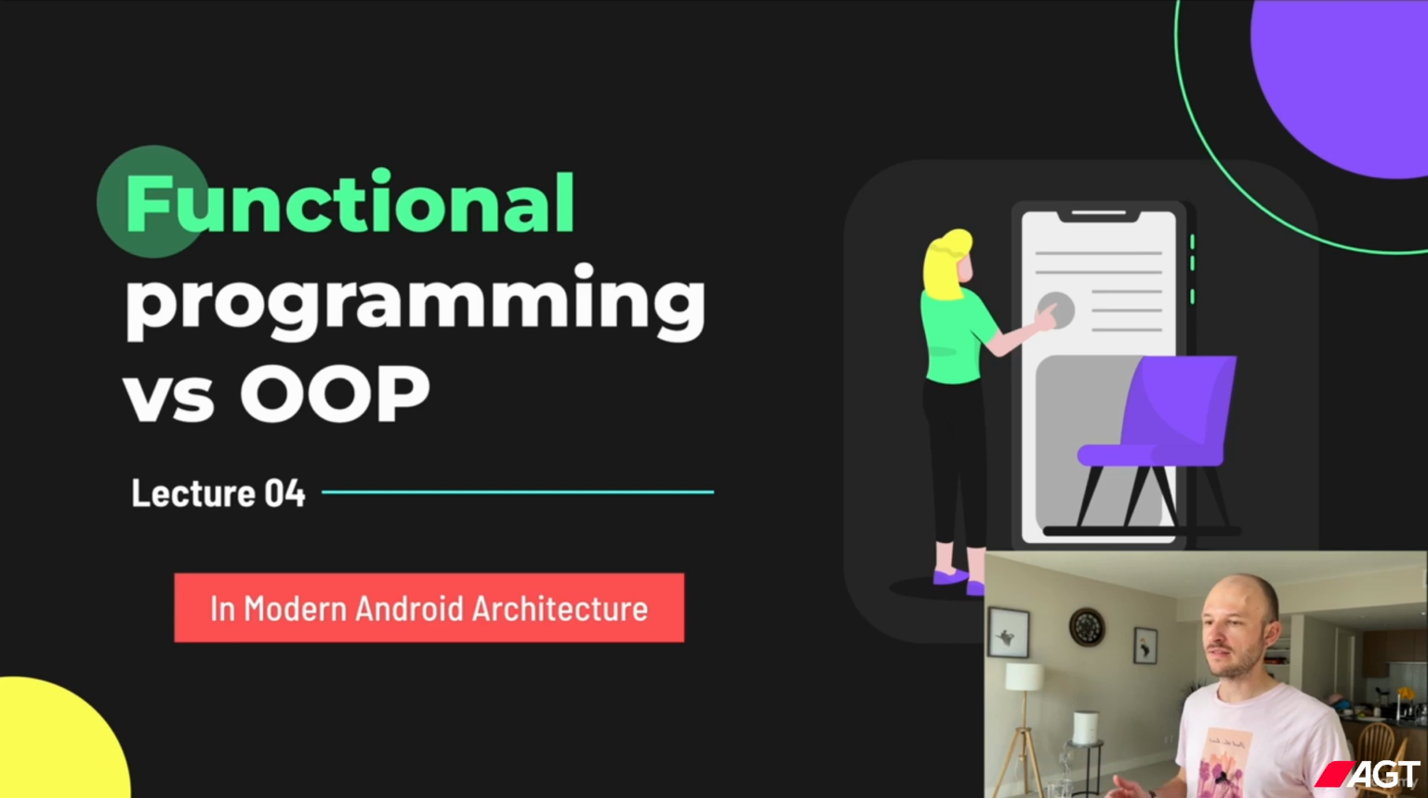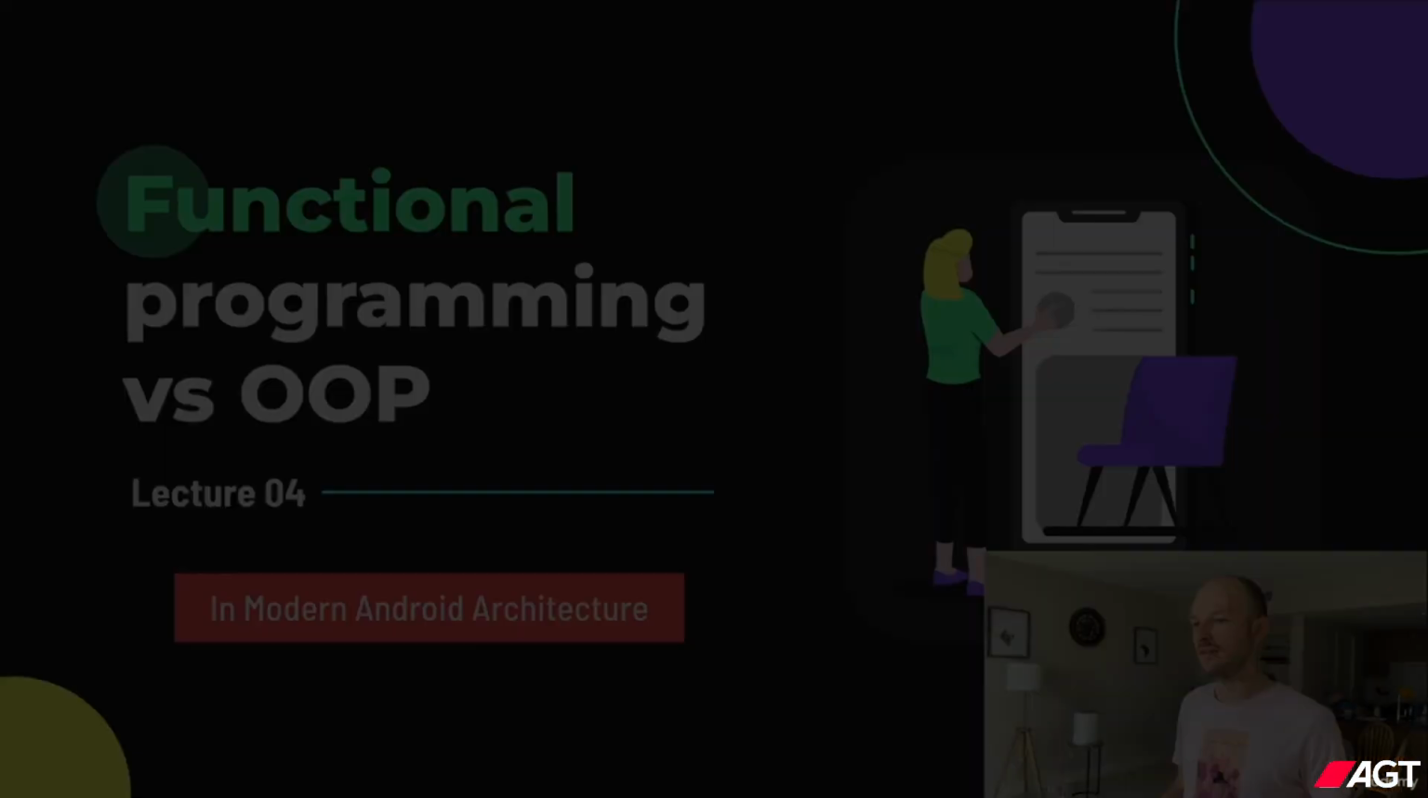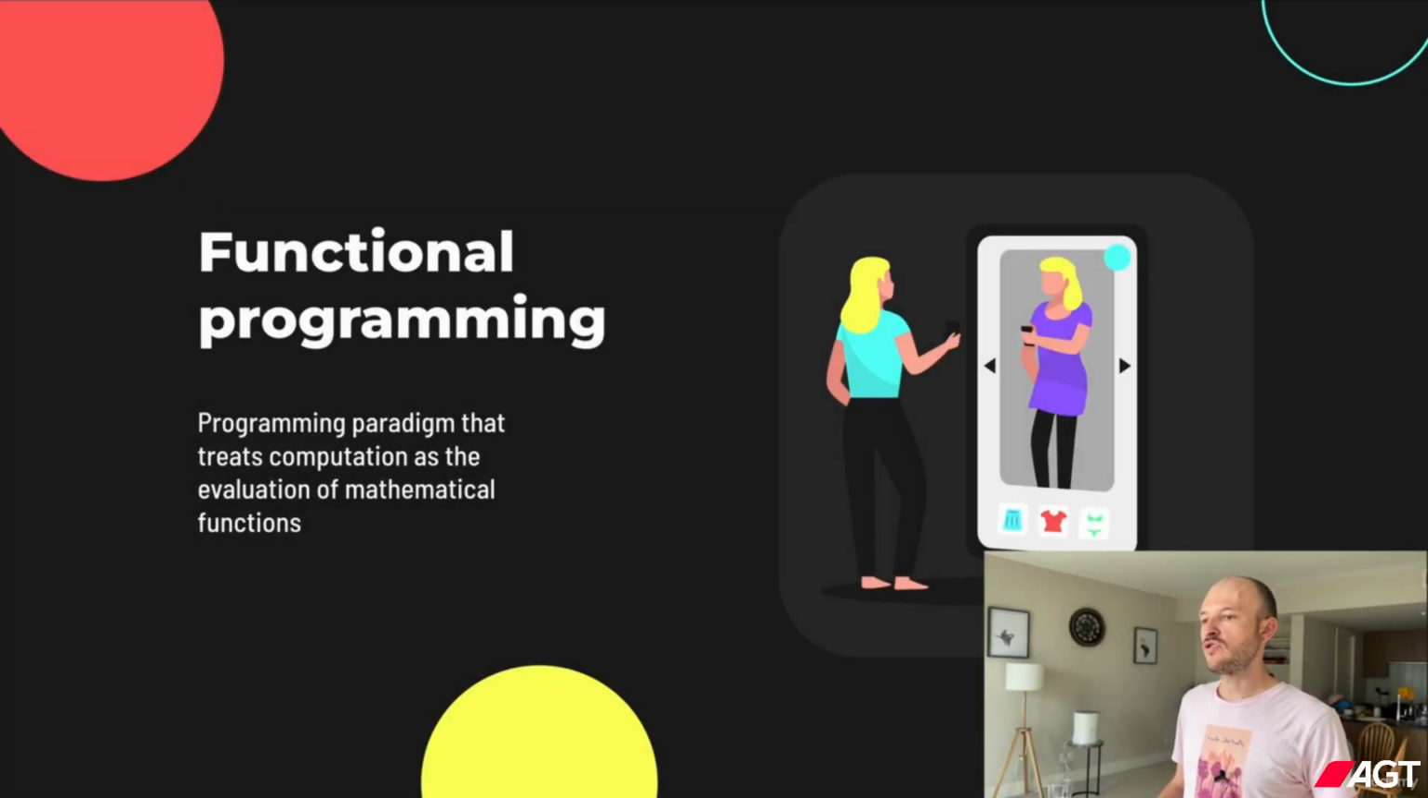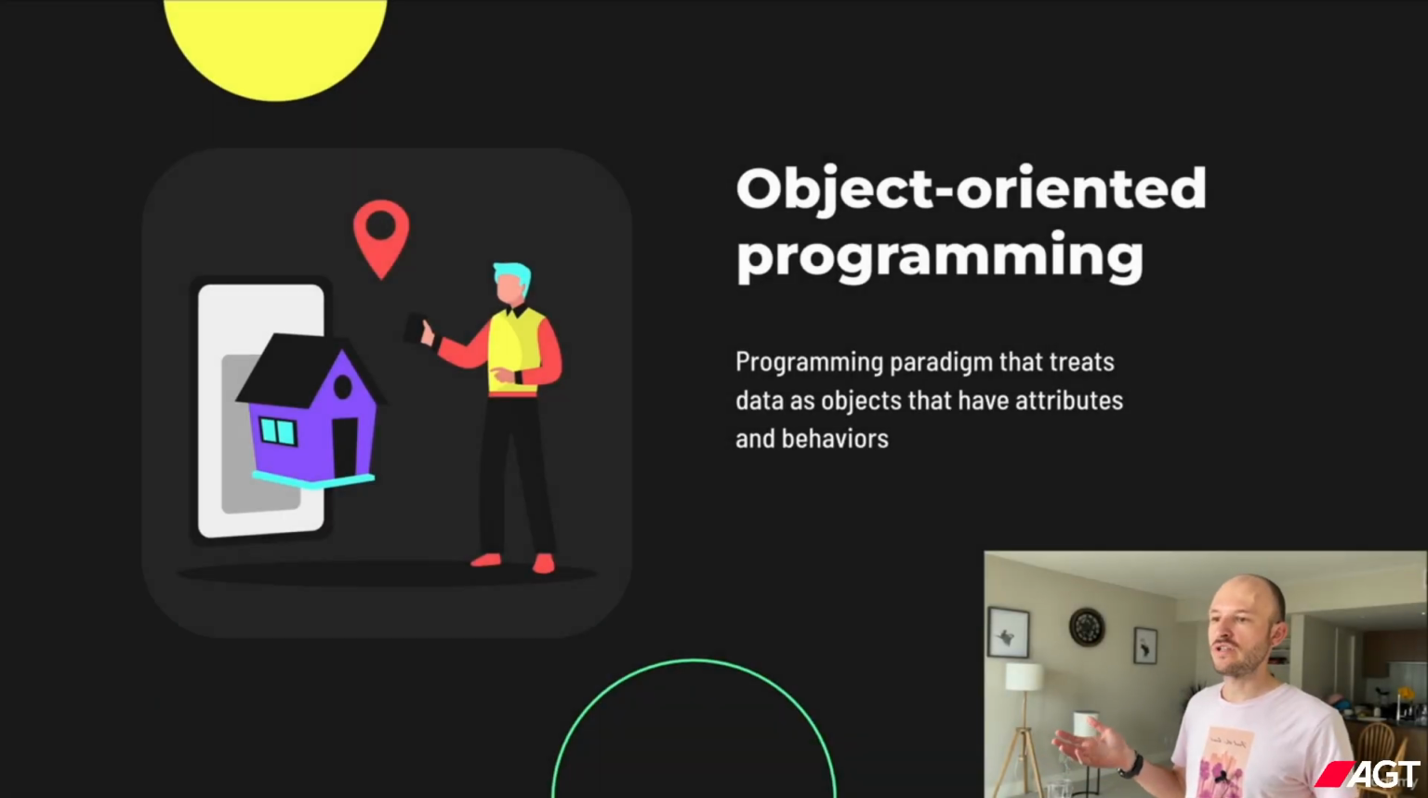Before we dive into details, let's start by defining the two main paradigms of programming that we'll be discussing today. Functional programming is a programming paradigm that treats computation as the evaluation of mathematical functions. It emphasizes immutability, first-class functions, and the use of pure functions to achieve deterministic behavior. On the other hand, object-oriented programming is a programming paradigm that treats data as objects that have attributes and behaviors. It emphasizes encapsulation, inheritance, and polymorphism to organize and reuse code.